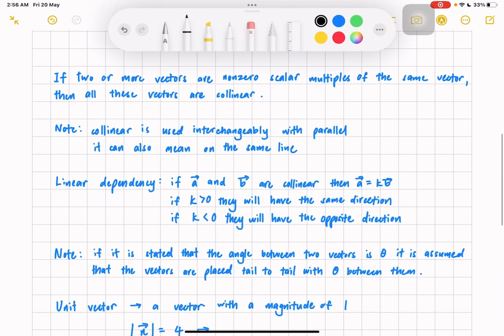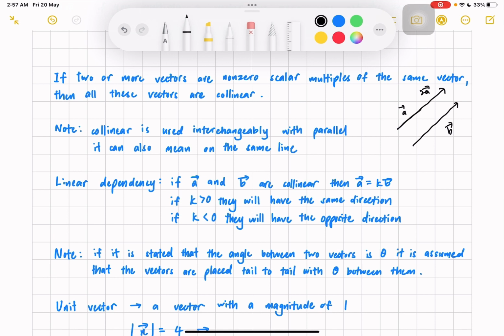Next, if 2 or more vectors are non-zero scalar multiples of the same vector, then all these vectors are collinear. Now what does that mean? So let's say we have a vector A here. What if we want to find 2 vector A? So 2 vector A must be the same direction as vector A, right? Because 2 vector A is just 2 times the length of the original vector A. So this would be 2 vector A. And let's say we want to create a vector B, which is equal to the length of 2 vector A. So vector B will be somewhere here.